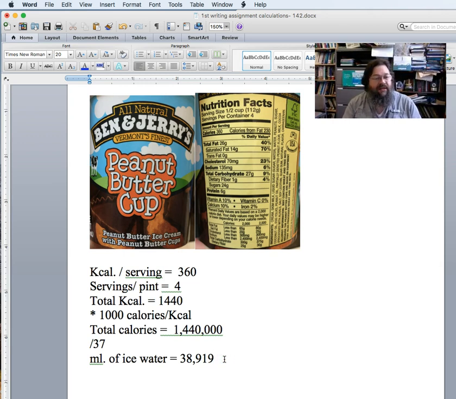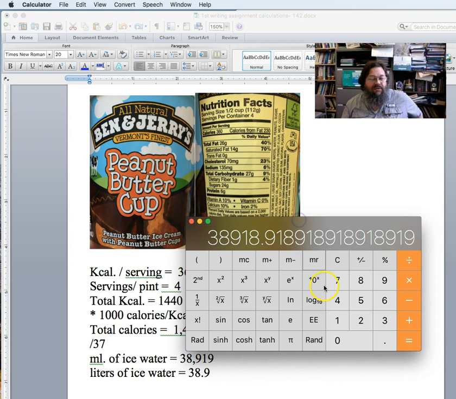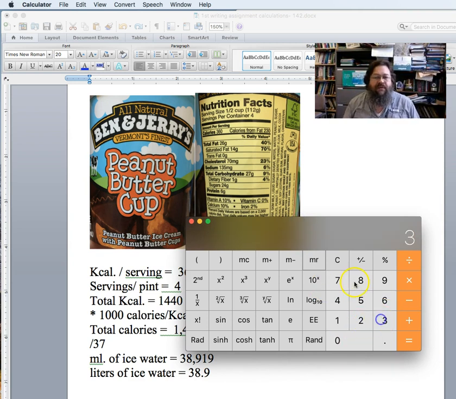Now, it's easy enough to convert that into liters, because we know that there are 1,000 milliliters in a liter. So that's 38.9 liters of ice water. That's how much I would have to drink. If you are not used to thinking in liters, let's convert this into gallons. There are 3.78 liters per gallon, so I'm going to divide by 3.78, and that tells me I'm going to need 10.3 gallons.